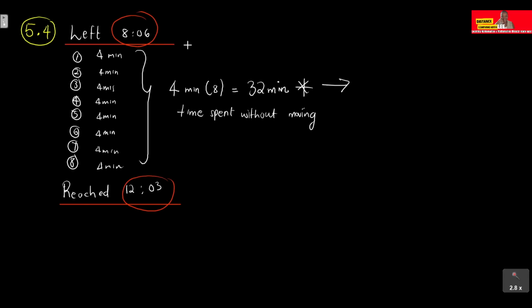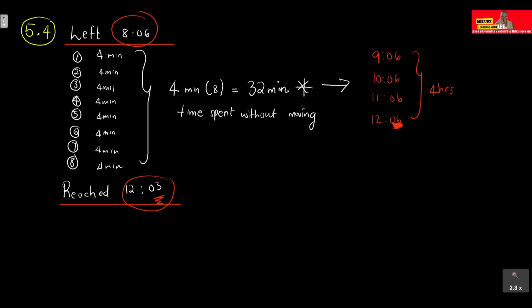So we start at 8:06. You can just say 9:06, 10:06, 11:06, 12:06. So we can see this is approximately 1, 2, 3, 4 hours. However, we didn't reach our destination at 12:06, but at 12:03.